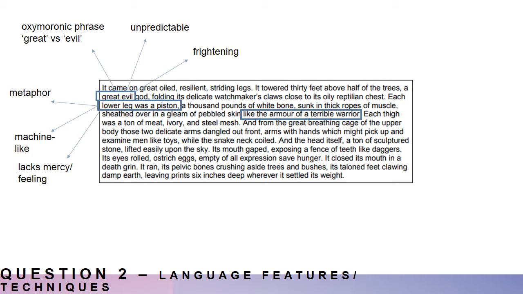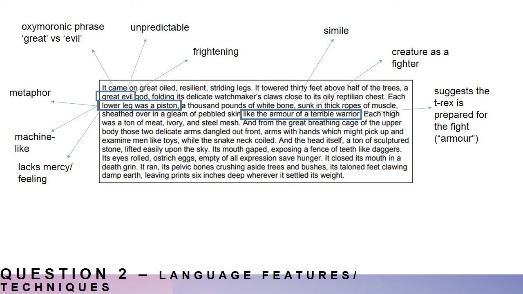I might also pick out like the armour of a terrible warrior, which of course is a simile. And here it almost presents the dinosaur as a fighter, some sort of warrior-like image. So again, that sense of a fight being created. And it suggests that the dinosaur is prepared for the fight. It's got armour there associated with it. So there's a sense that the dinosaur here has the upper hand, which again would be quite frightening.